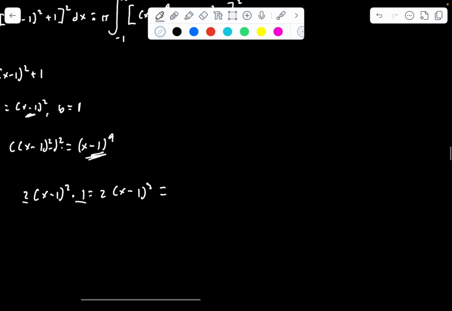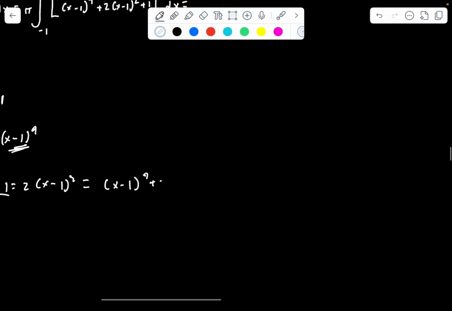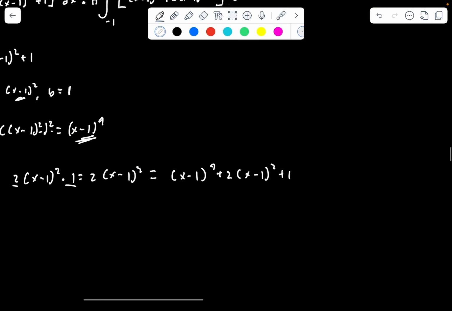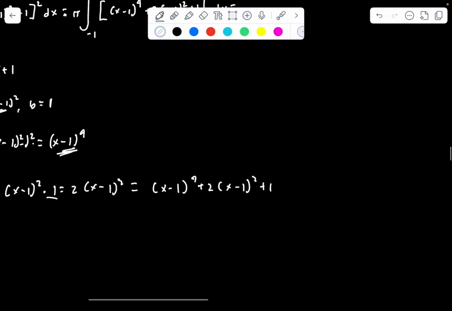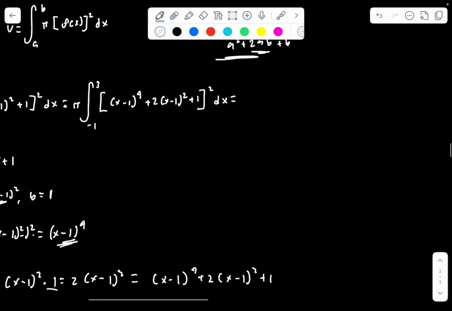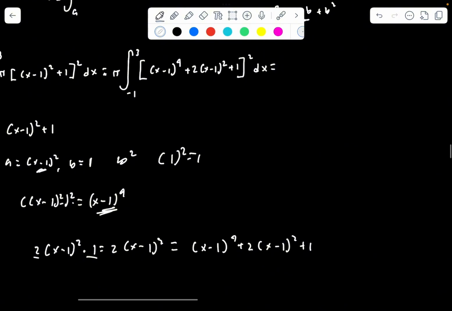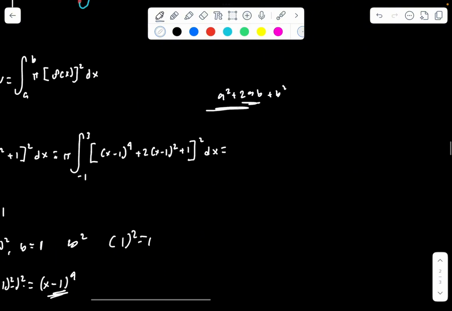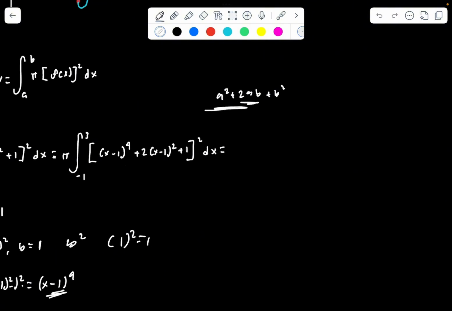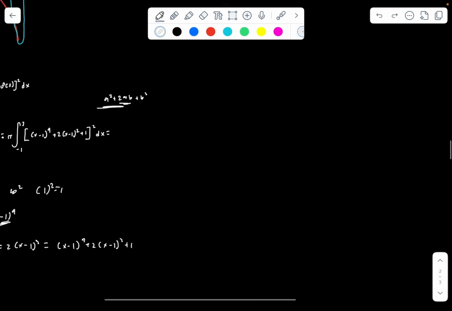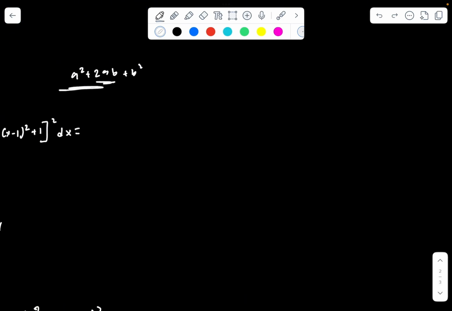And if you want, now you can put them all together. So that'll be (x minus 1) to the fourth plus 2(x minus 1) squared plus 1. And that's how you get your answer, because b squared is just going to be 1 squared, which is just 1. So that's how you get this equation right here. So you want to make sure you expand that the full exact way. So anyways, we can go ahead and continue now.